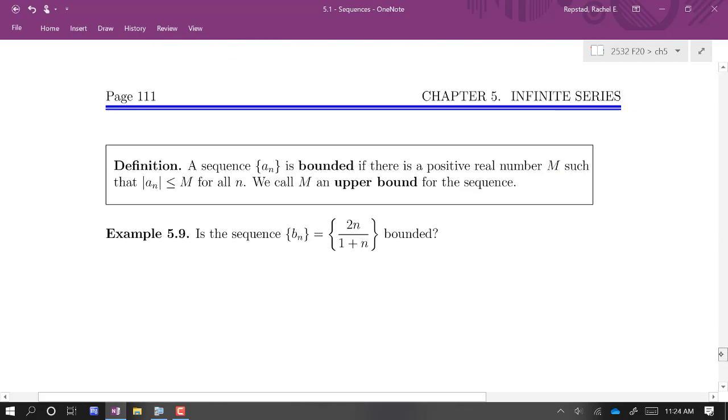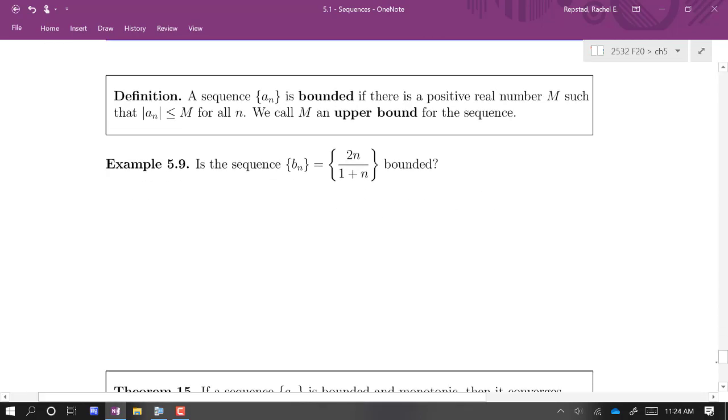All right, one more last bit to do in this section. One more definition. We say a sequence is bounded if there is a positive real number m such that the absolute values of the terms are always less than or equal to that number m. We call m an upper bound for the sequence. So is this sequence bounded?